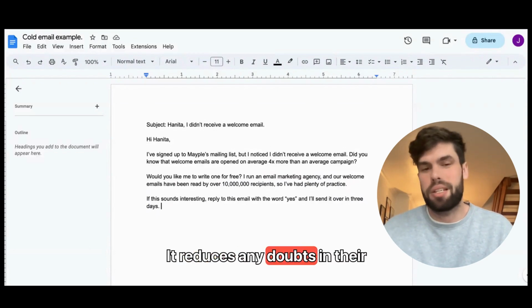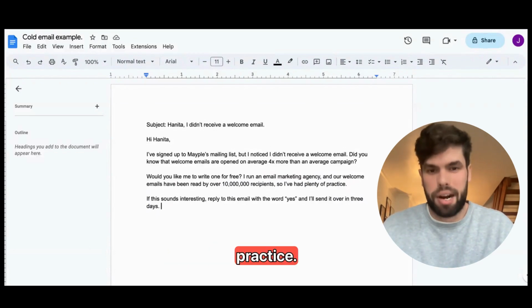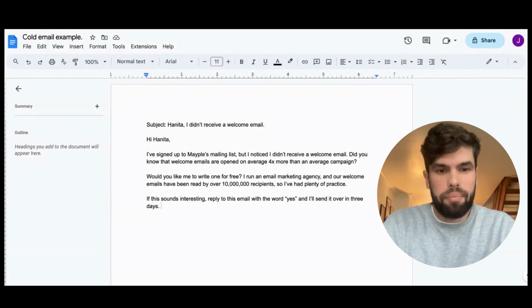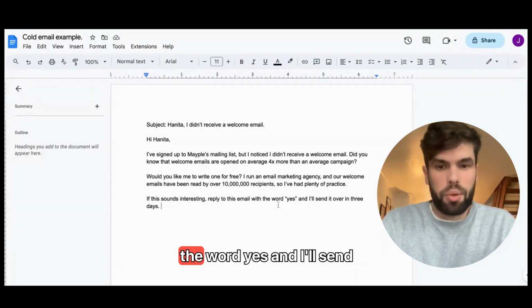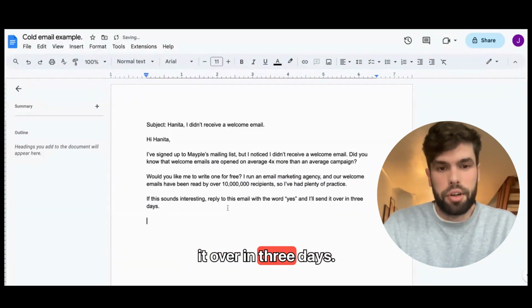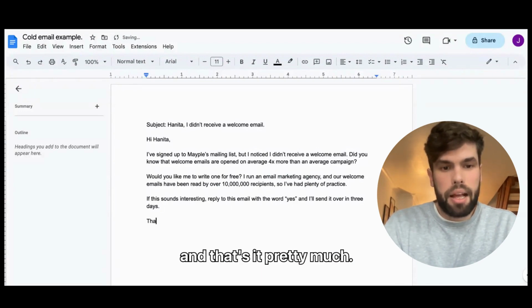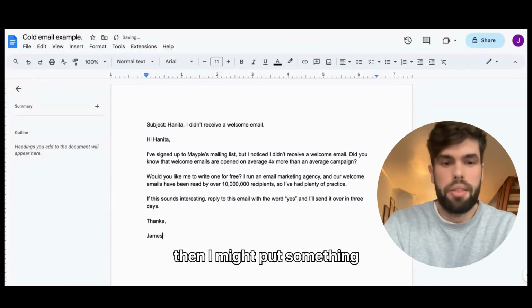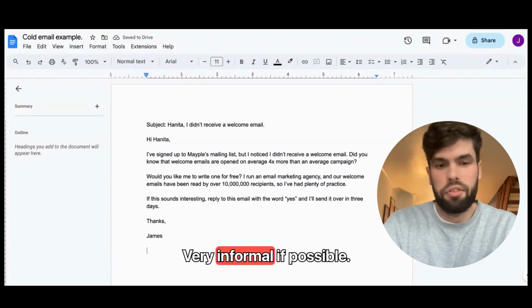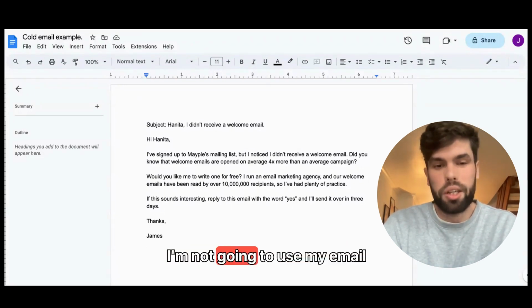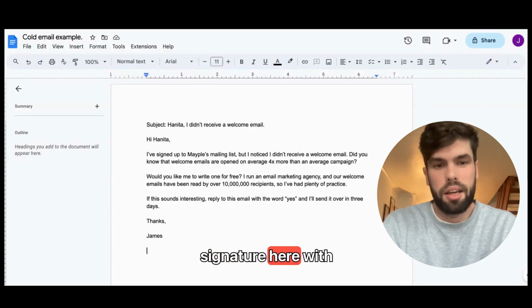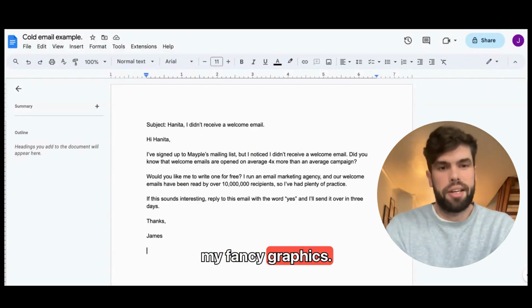It reduces any doubts in their mind that this is a legitimate practice. So if this sounds interesting, reply to this email with the word yes, and I'll send it over in 3 days. And that's it, pretty much. Then I might put something like, thanks, James. Very informal. If possible, I'm not going to use my email signature here, with my fancy graphics.